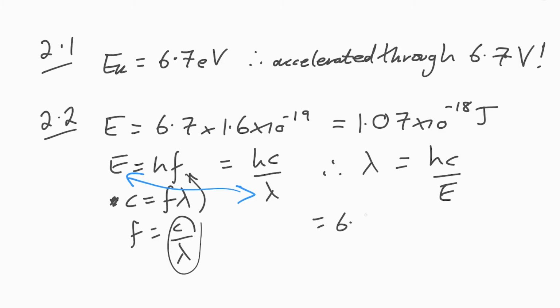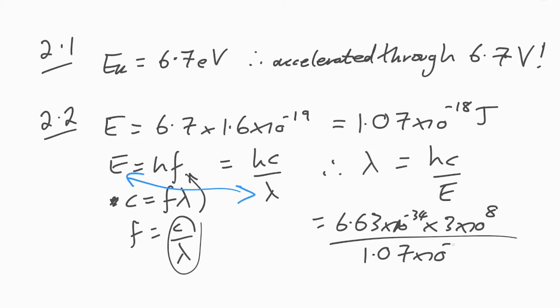So that's Planck's constant. Oh, that wasn't very good, was it? Times by 3 times 10 to the 8, divided by the energy, that's 1.07 times 10 to the minus 18. Let's sort out some powers of 10, why not? So plus 18 on top, so that is going to be now minus 16, and then times by 8 as well, so this just ends up being ultimately minus 8.